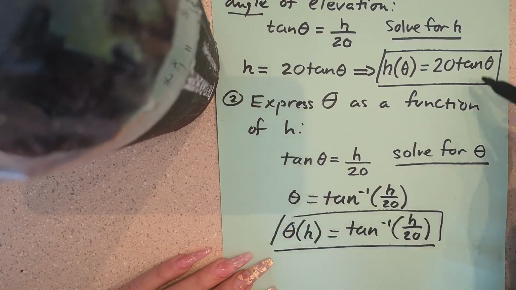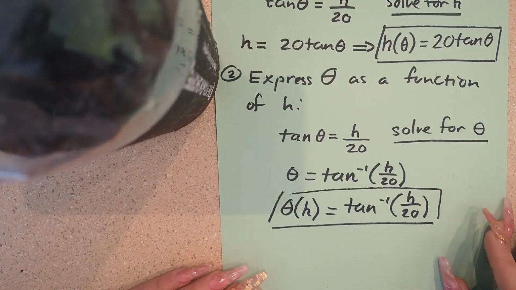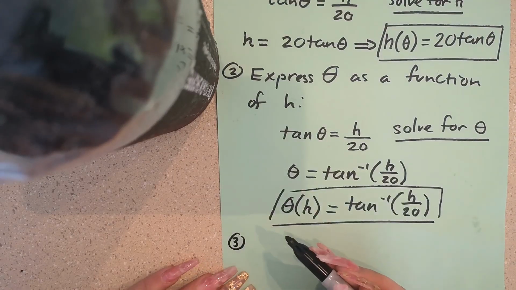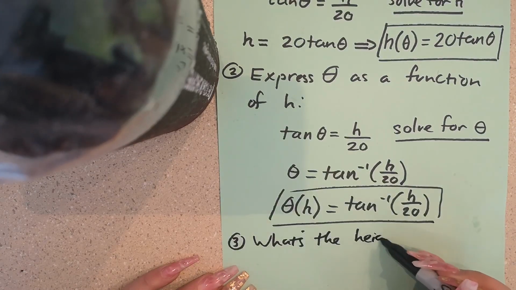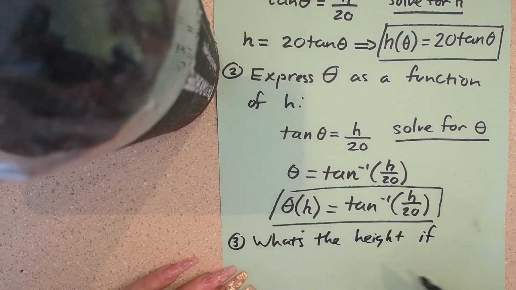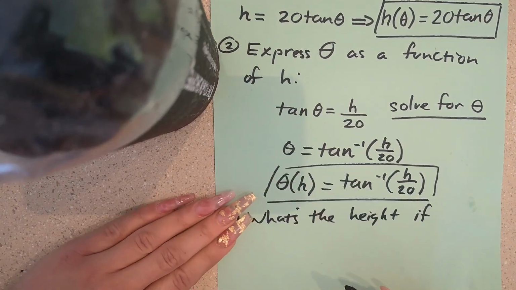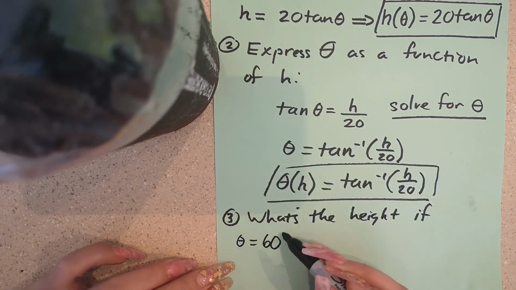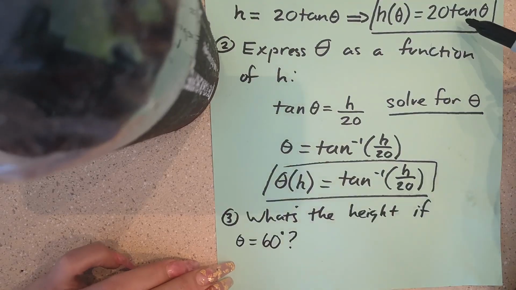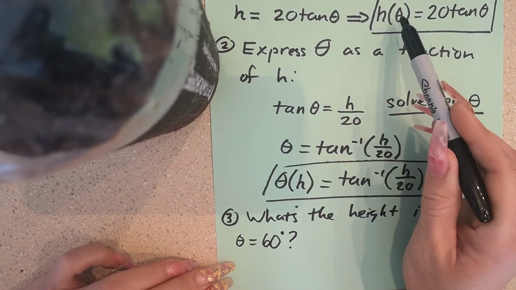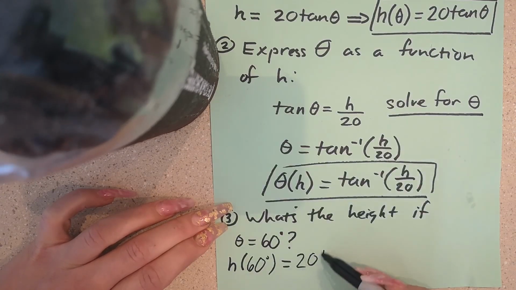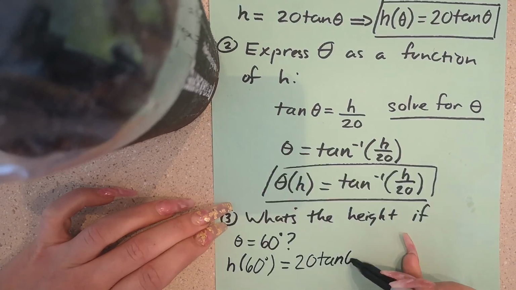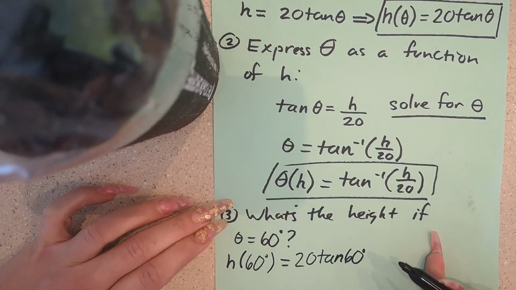So then I have these two expressions, or these two functions, that I could use to answer other questions. Like for part 3, let's say, what's the height if, oh, I don't know, let's start with, say, theta equals 60 degrees. So look, here's my function that gives me the height based on a value of theta. So all I would be doing is saying, well, the height when theta equals 60 degrees is 20 tangent of 60 degrees.